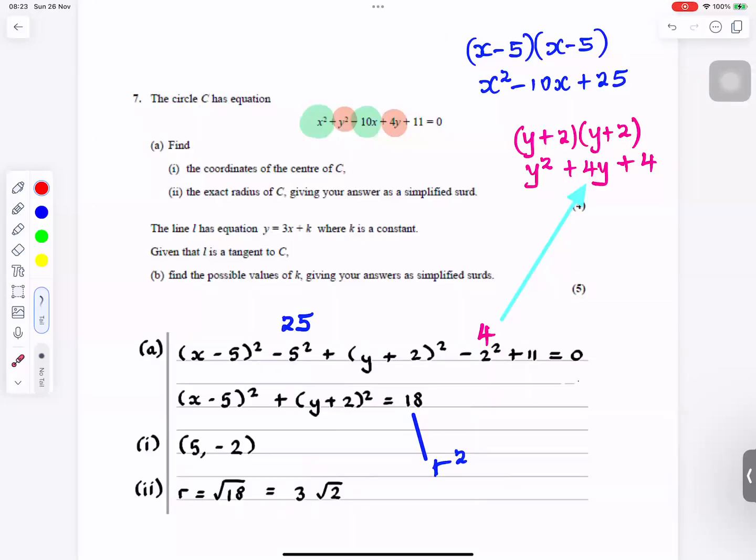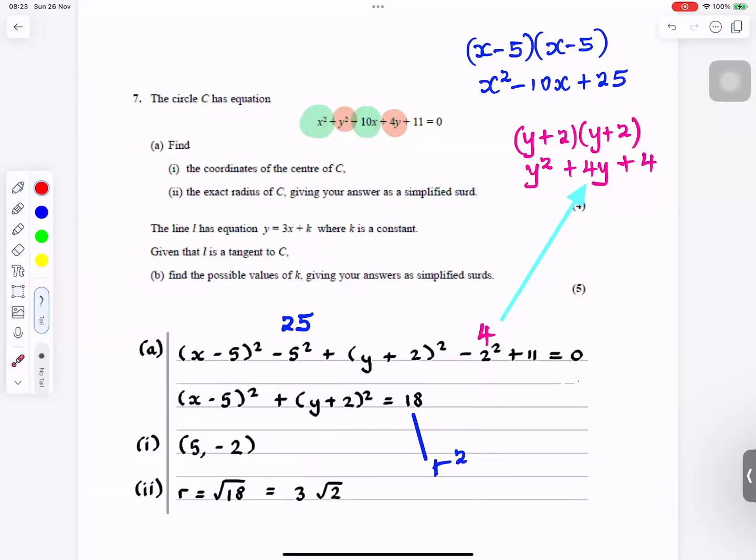Question number 7, you have an equation of a circle. Find the coordinates of the center and the radius. So we have to use some algebra to do this. Let's pick the ones with x. We have x squared and we have minus 10x.